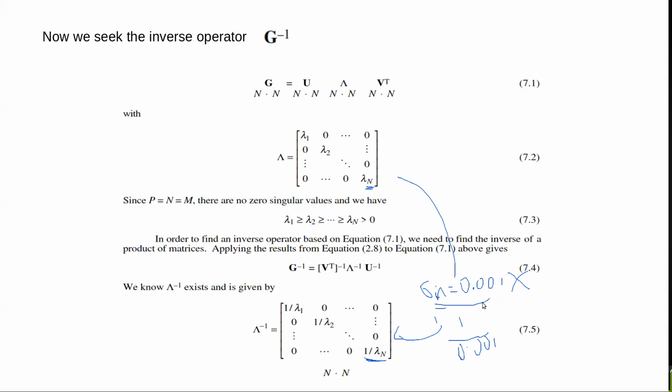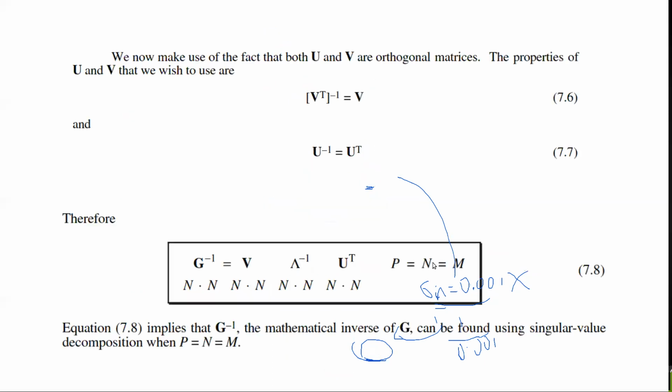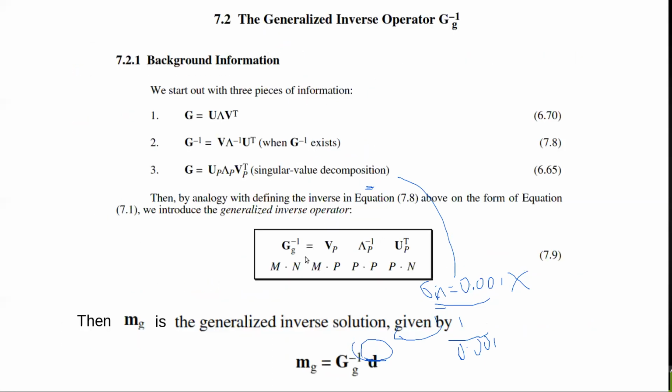Why? Because when you take the reciprocal, it's going to appear as a very large number, and this is going to cause so much instability in your solution. So even though sometimes there are no zero singular values, we have to discard some of them and use this form. We have to set a bound of which singular values are allowed, and use this form of the inverse of G, which we call the generalized inverse operator.